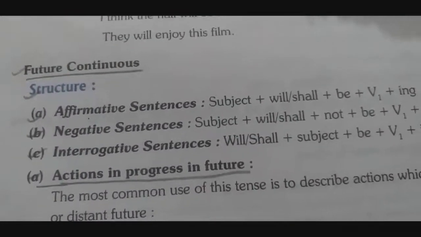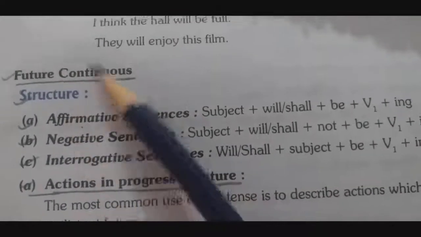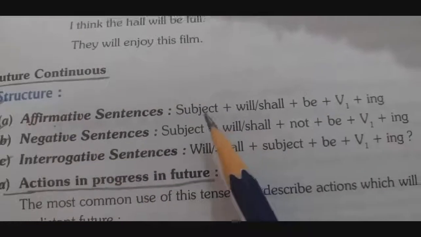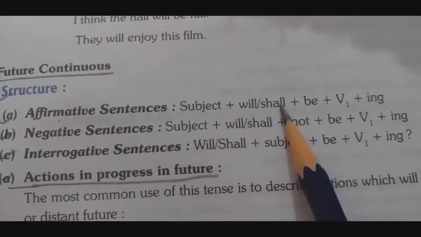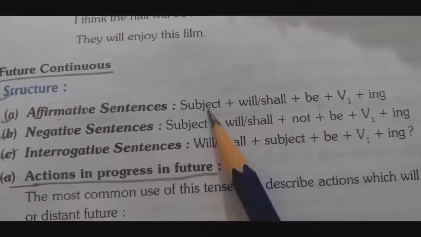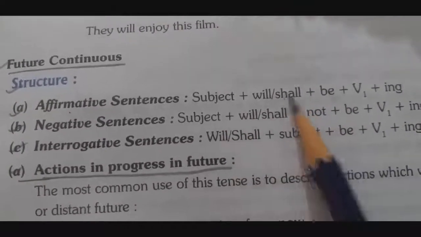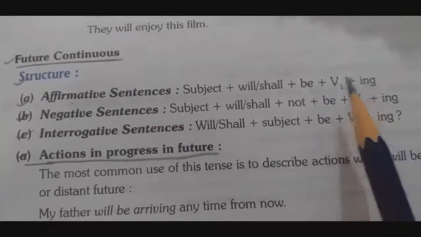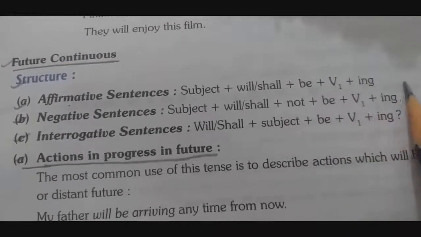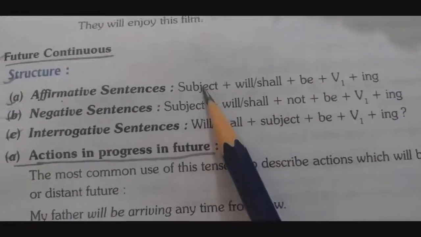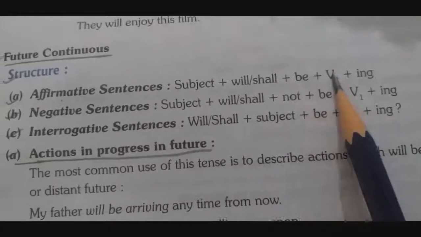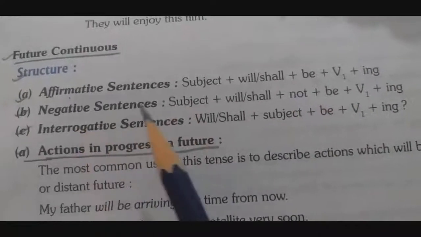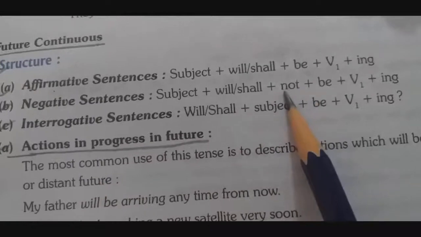So the next one is future continuous tense. In future continuous tense, let me first explain the structure. The structure is subject plus will or shall, and then we have to use be. That means subject will be or shall be, and then first form of verb plus ing, like playing, and then the remaining part of the sentence. Example: he will be playing a match. Clear?